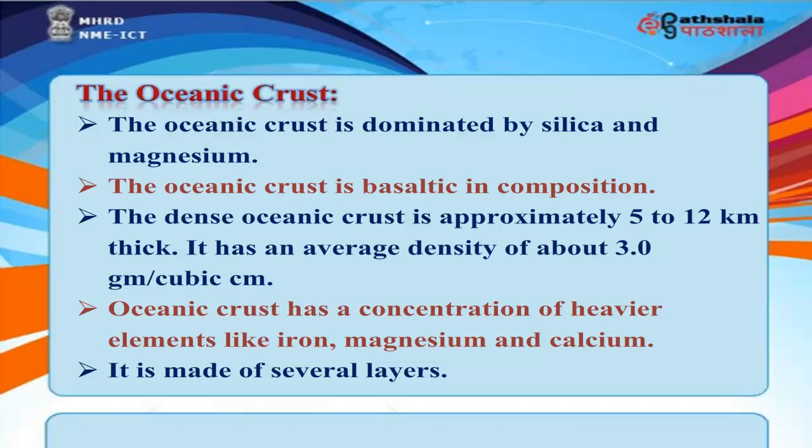The oceanic crust. The oceanic crust is dominated by silica and magnesium. The oceanic crust is basaltic in composition. The dense oceanic crust is approximately 5 to 12 kilometers thick. It has an average density of about 3.0 grams per cubic centimeter. Oceanic crust has a concentration of heavier elements like iron, magnesium, and calcium. It is made of several layers.